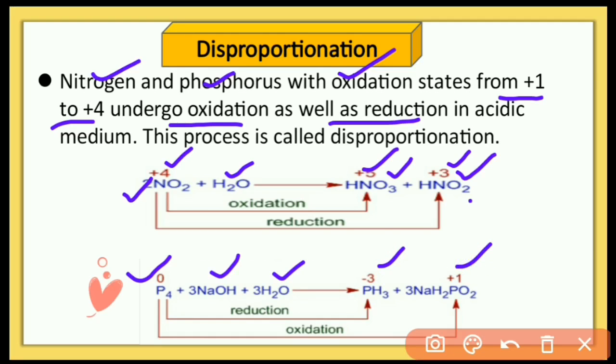In elemental phosphorus the oxidation state is 0, and we know that in an atom or molecule the oxidation state is always 0. In phosphine, phosphorus shows the -3 oxidation state, and in sodium hypophosphite it shows +1 oxidation state. So here phosphorus also shows variable oxidation states, being oxidized and reduced at the same time in a chemical reaction.